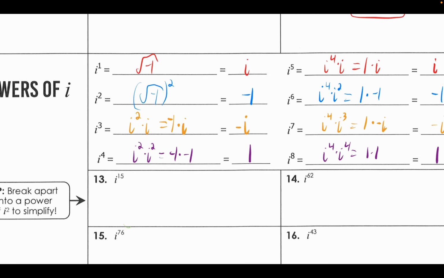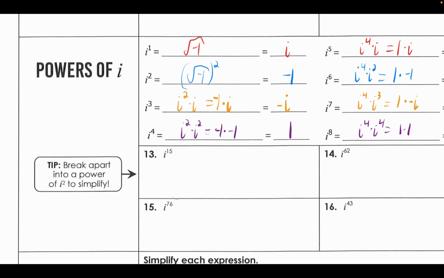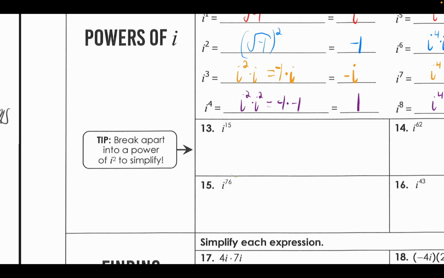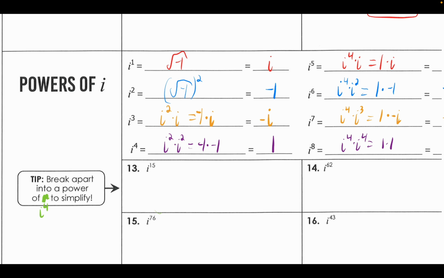So instead, let's think of a way we can do this. If we know they repeat every 4 powers of i, what we can do is break apart into powers of i to the 4th. I don't know why it says i squared there. I think that is a terrible idea to do i squared there. But instead we're going to do i to the 4th. And in order to get these into powers of i to the 4th, what we can essentially do is take the exponent that's there and divide it by 4.